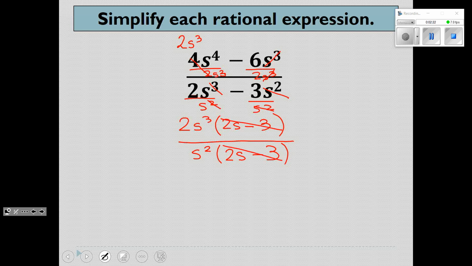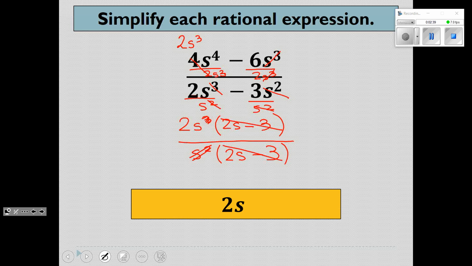Now, outside of the binomials, we have two monomials. On the top we have s cubed. On the bottom we have s squared. So 2 of these cancel out 2 of these, which leaves 1 of the s's left. So all we have left is 2s. Everything else is gone.